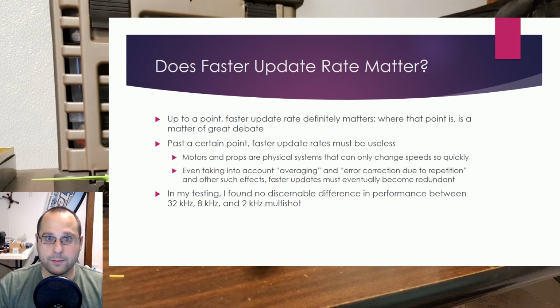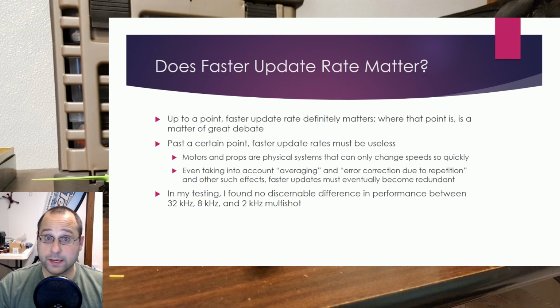Maybe they're wrong. Maybe they're right. Which of this stuff actually matters? Does faster update rate matter? That's what I was talking about just there. Up to a point, faster update rate certainly matters. Let's say I told you were only allowed to update the motors once a second. Well, your copter would crash, right? Clearly. It certainly wouldn't be flyable in any sense that we think of it. So faster update rate certainly matters, but exactly where the point of diminishing returns is a matter of great debate.